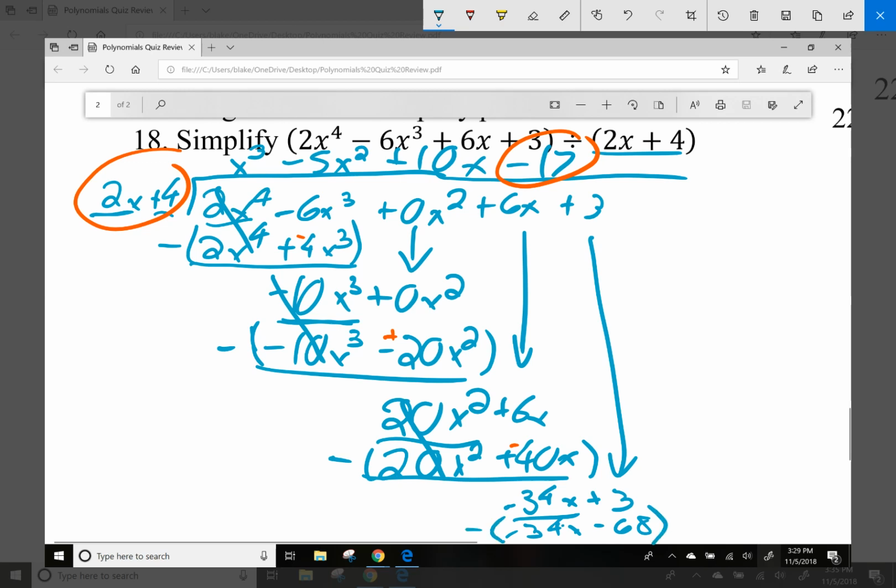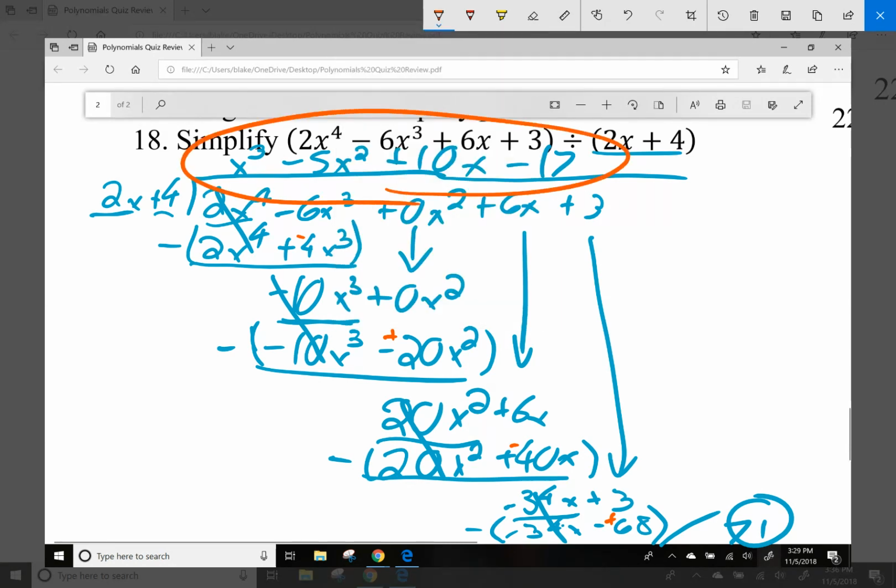And then one more time, subtract. The first terms cancel, and remember it's minus 68, but you have to always change this. Think of this as plus. So 3 plus 68 is 71. So my remainder is 71. My final answer at the end of the day is everything I just wrote up here, with the remainder of 71.